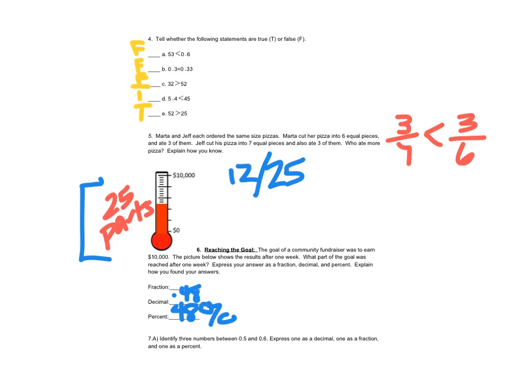Now let's go back to number 5. Who ate more pizza, Marta or Jeff? Well, Marta ate 3/6, and Jeff ate 3/7. Now 3 is not quite half of 7, because 3.5 would be half of 7. So 3/7 is less than 3/6. So Marta ate a little bit more, by 0.5 of a piece. So she had that much more than Jeff. All right, and we'll take a look at number 7 on the next slide.